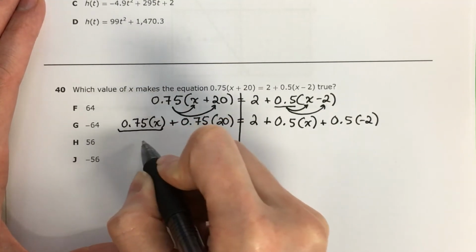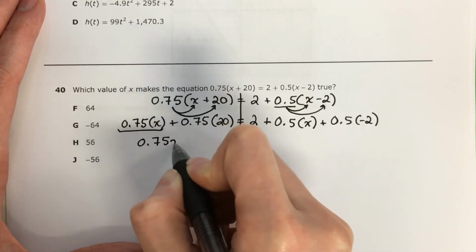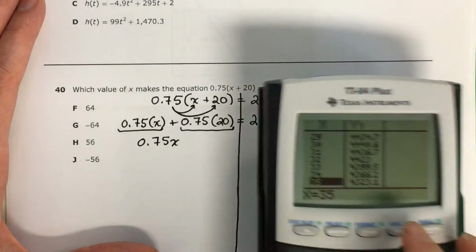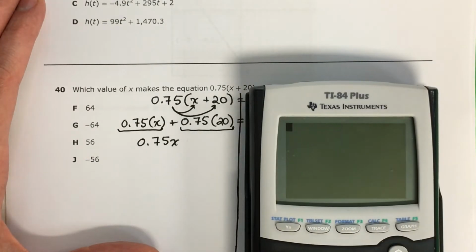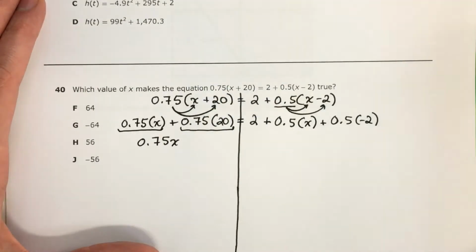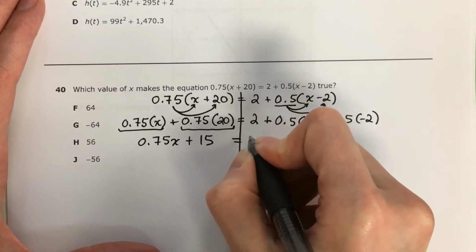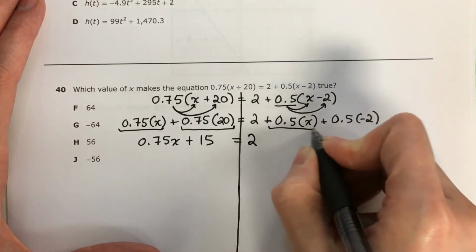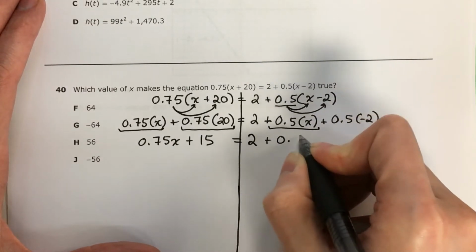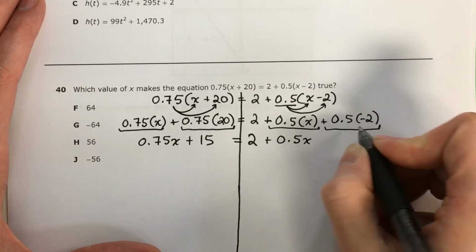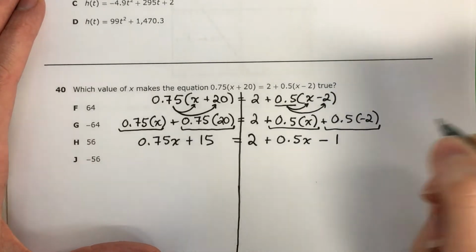0.75 times x is 0.75x. 0.75 times 20, let's see, 0.75 times 20, that gives me 15, positive 15, equals, copy 2, 0.5 times x is positive 0.5x, and 0.5 times negative 2, I'll just tell you, is negative 1.